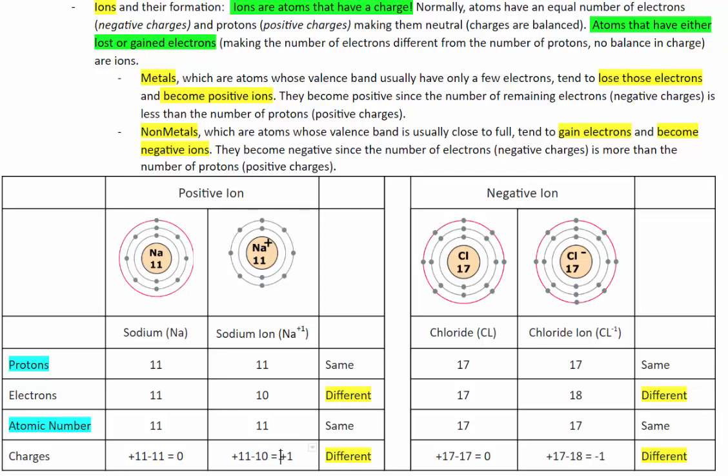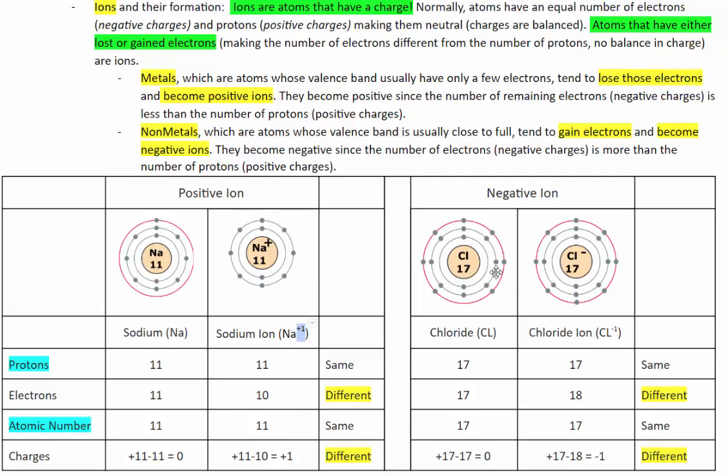So we have 11 positive charges, but only 10 negative charges. We have an imbalance. We have one more positive charge than negative charges. So that makes the sodium ion a positive ion. And the way we write it down is Na+1, where the +1 tells us there is an imbalance of one positive charge.